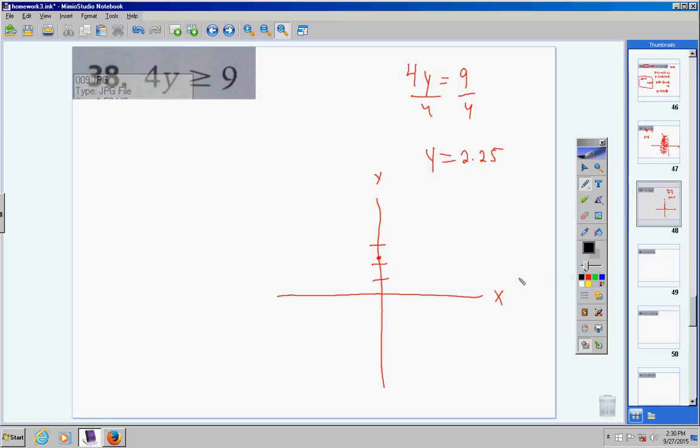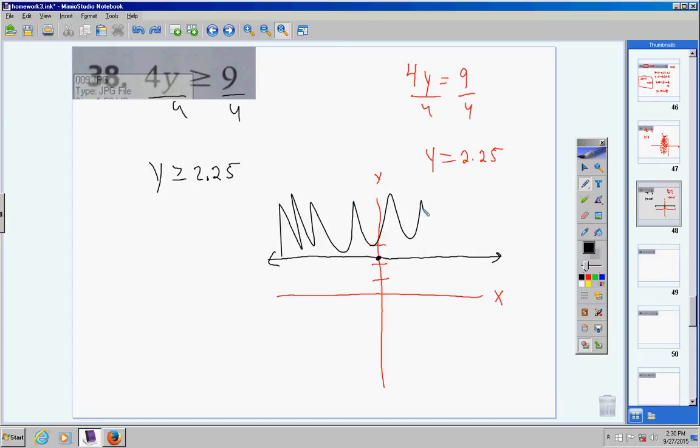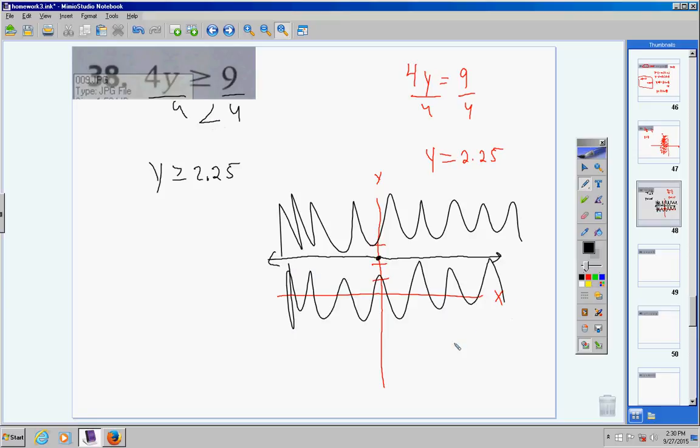Now, next thing we're going to do is to get y all by itself so we can see which way to shade. So divide by 4, divide by 4. Y is greater than or equal to 2.25. By the way, the line that I'm going to draw here is going to be a solid line. And I know it's going to be a solid line because of the equal sign that's right here. Y is greater than this line, so I'm going to shade above the line. If it would have said y is less than, then I would shade below the line. But it's not. So y is greater than or equal to 2.25, so I shade above the line.